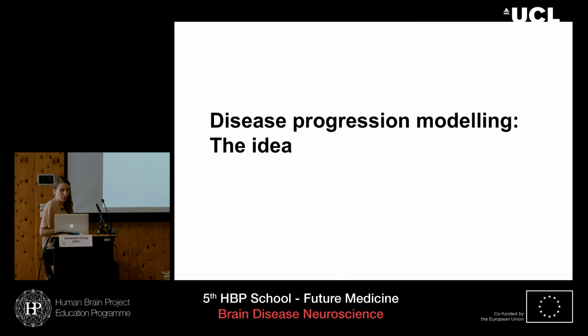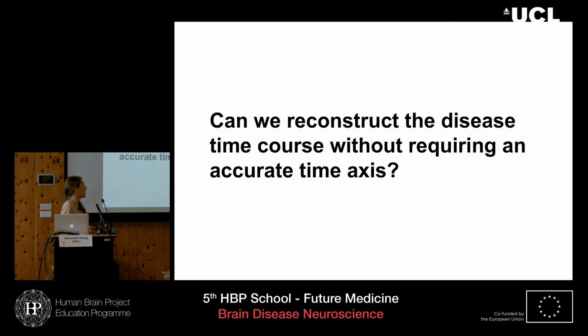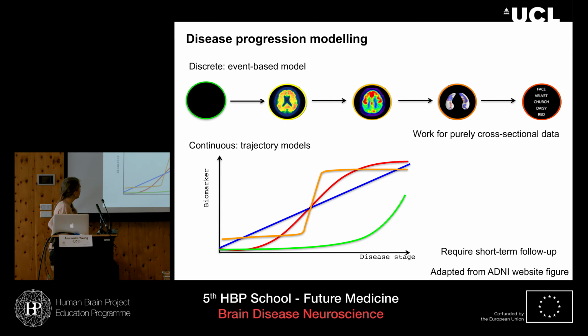So the idea of disease progression modelling is to ask the question, can we reconstruct the disease time course without requiring an accurate time axis that's derived a priori? There are two forms of these types of models, broadly speaking. The first one is discrete models, which work for purely cross-sectional data, and they model disease progression, for example, as a series of events where each event is a new biomarker becoming abnormal. And there's also continuous trajectory models, which reconstruct a data-driven time axis as well as the curves of the biomarkers. And these require short-term follow-up in order to estimate the rate of decline.